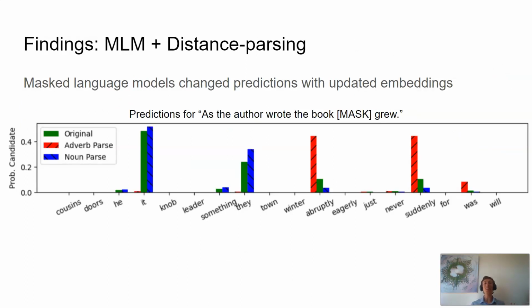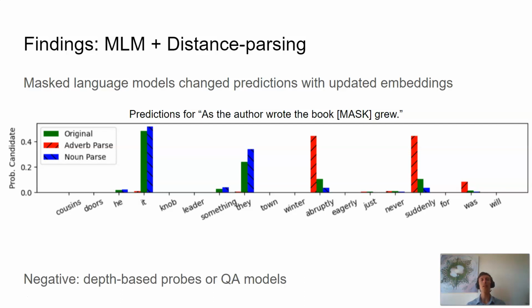What did we find? Well, we found some really cool results. In masked language models, when we generated counterfactual embeddings based on distance-based probes, we found a consistent pattern of causal evidence for the use of that form of syntax in making a prediction. When we used a parse that favored adverbs, the likelihood of adverbs increased. When we used a parse that favored nouns, the likelihood of nouns increased. And we did this more systematically than just for this sentence.